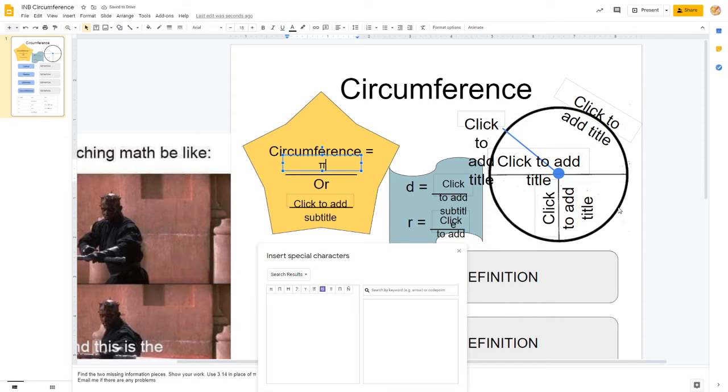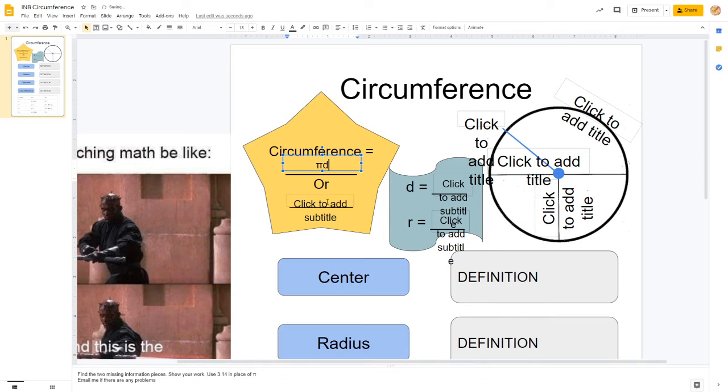So pi d. Or it can be 2 pi r. Gonna just copy this right here. The d stands for diameter and the r stands for radius.